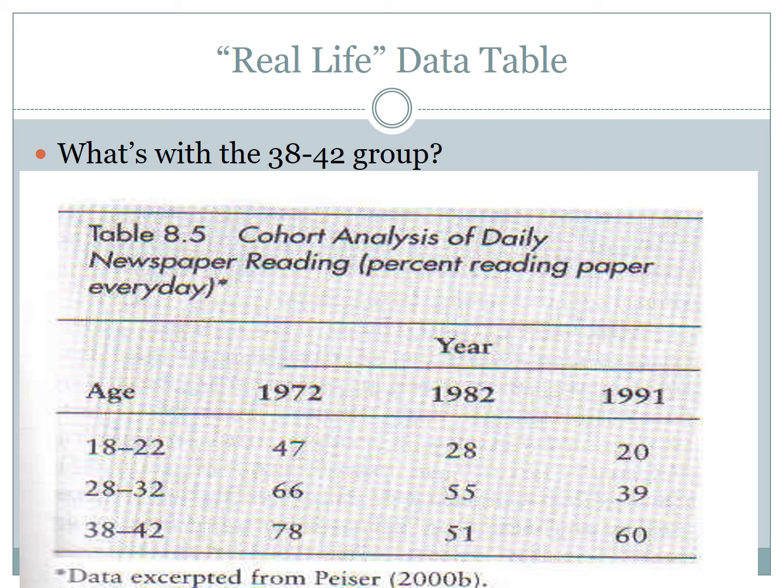So we look across at the 18 to 22-year-olds. We see going across that the number declines from 47% down to 20%. If we look at the bottom group, 38 to 42, over time, from 78% down to 60%. And then we see that 28 to 32-year-olds seem to break that pattern where they had 66% in 72, 55% in 82, down to 39% in 91.